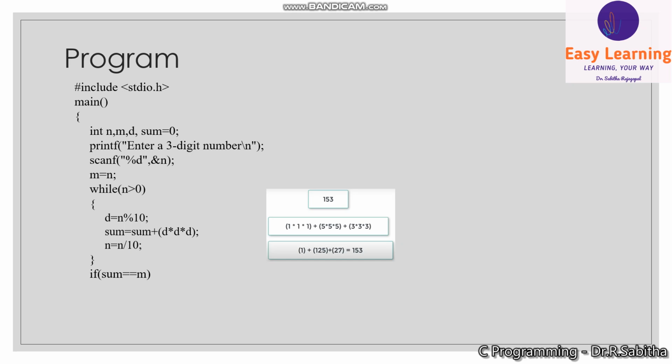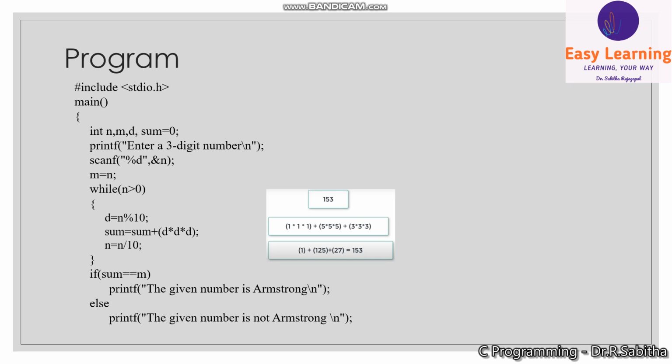So let us check whether sum is equal to m. Initially I have placed the value of n in m, right? So now your sum is 153 and m is also 153. So it is an Armstrong number. If it is not so, I am going to print it as a non-Armstrong number. That's it. We have done with the program. This is how you have to code. You have to understand the logic and then code for each and every step. Hope you all understood the program.